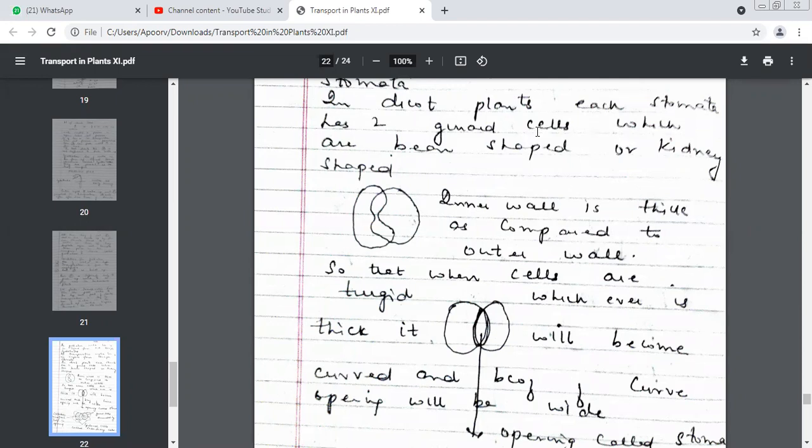See, beta, each stomata is surrounded by two guard cells, which you have studied in class 9th or 10th. They're bean shaped or kidney shaped. What is the shape of the guard cells? Bean shape, kidney shape. Now be very careful about this, these guard cells have two walls, an inner wall and an outer wall. The inner wall is comparatively thicker as compared to the outer wall. So you're talking about the structure of a stomata, the wall linings of stomata. How many walls are there in stomata?